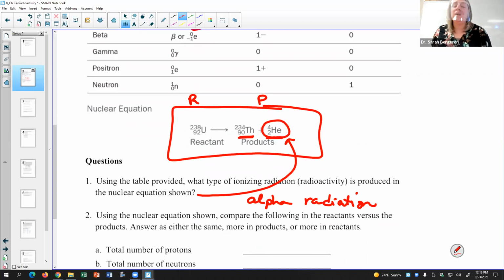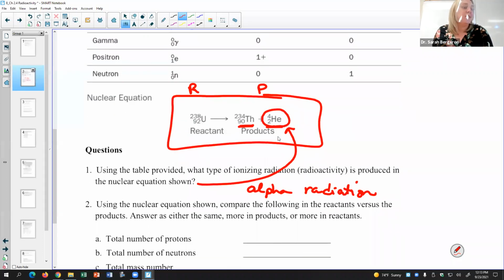That's the simplest kind of question I could ask about this, right? I'm giving you the reactants, I'm giving you the products. What kind of radiation is happening? All you have to do is look at the radioactive particle that's being emitted. Then you can determine what kind of radiation it is.